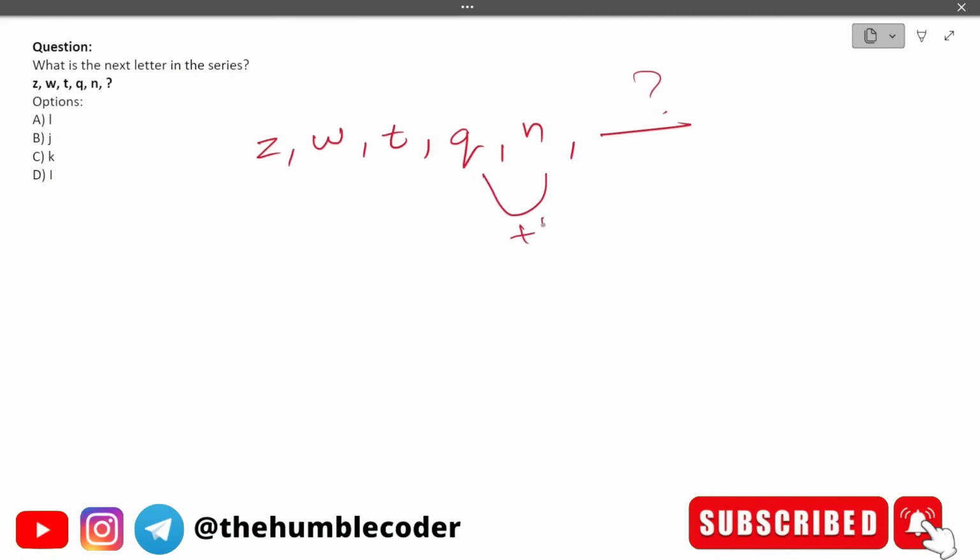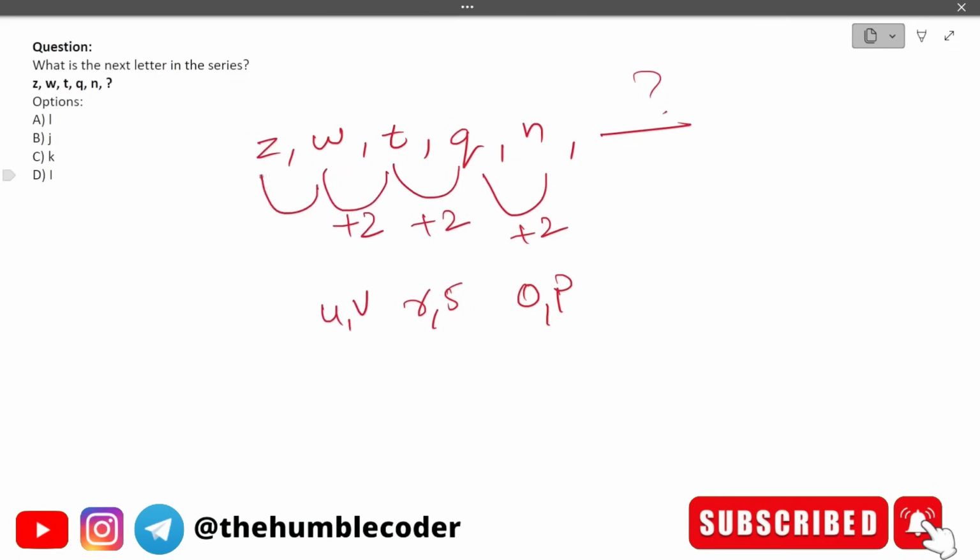So N to Q is what? Plus 2: N, O, P, then comes Q. Q to T is again plus 2: Q, R, S and then T, right? So T to W is again plus 2: T, U, V and then W. In the same way from W to Z is also plus 2: W, X, Y, Z.